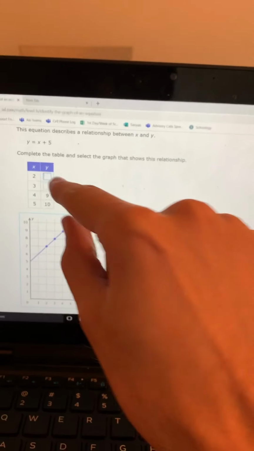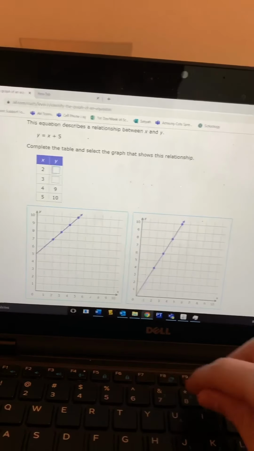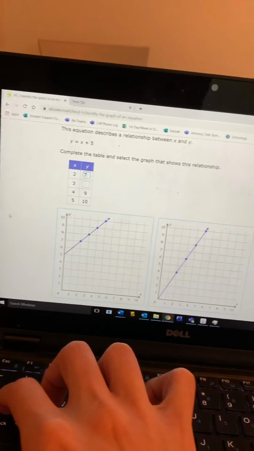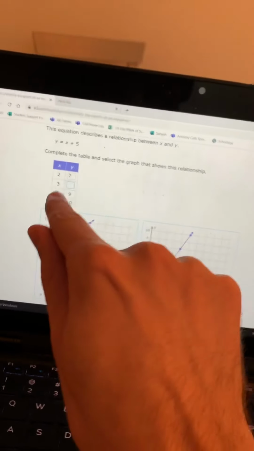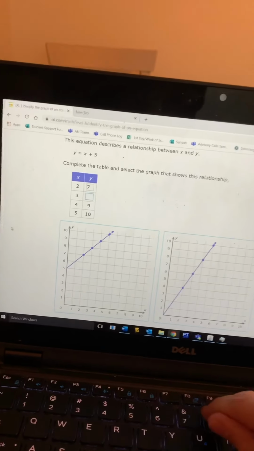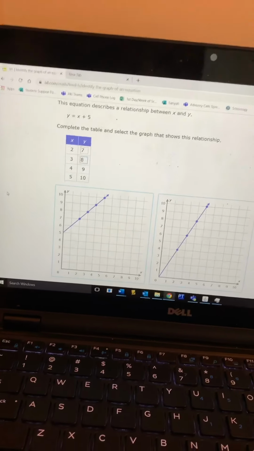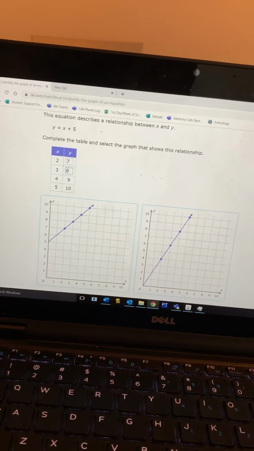So x plus 5, here it says x is 2, so to figure out what y is, we need to add 5. 2 plus 5 is 7. You guys are geniuses. So now it says x is 3. So 3 plus 5 is 8. So now my table is complete. Now I need to decide which graph shows this two-variable equation.